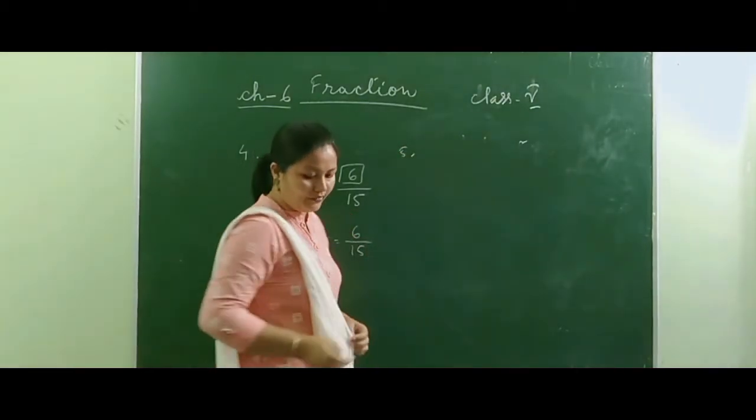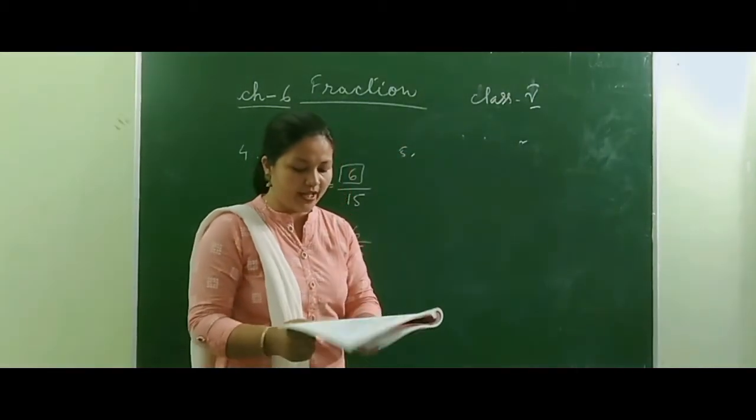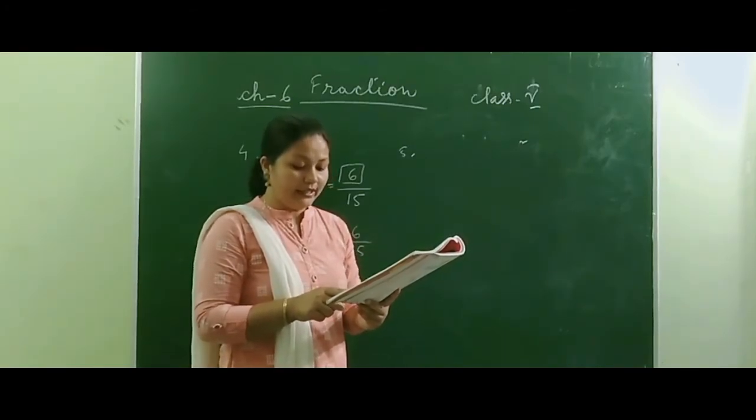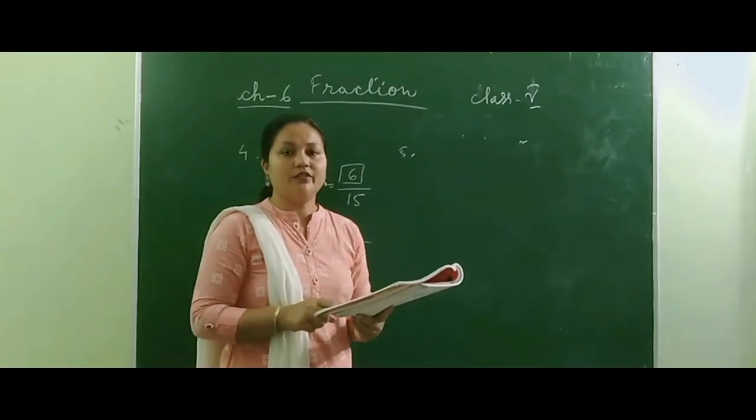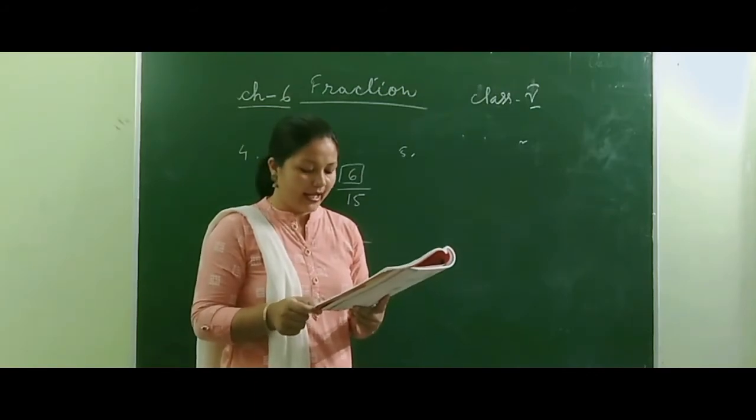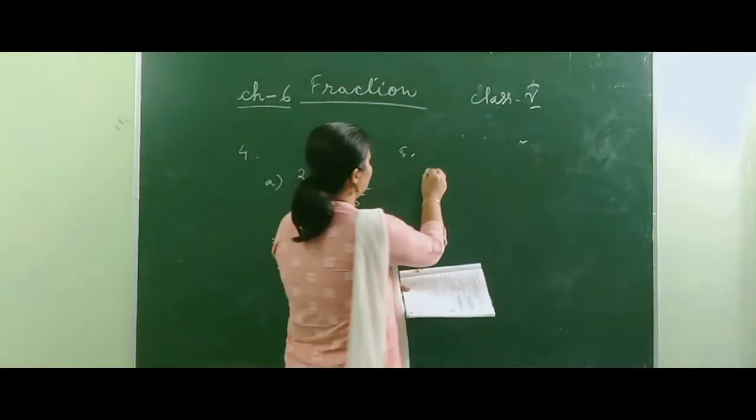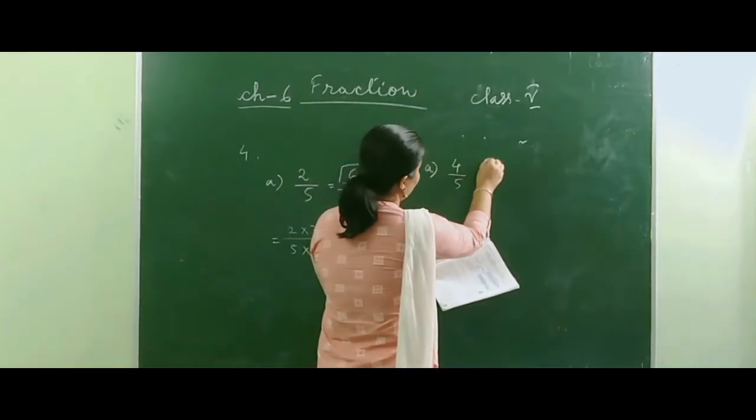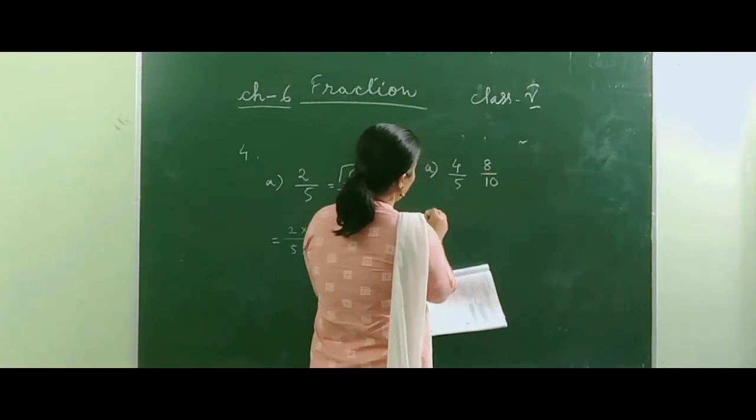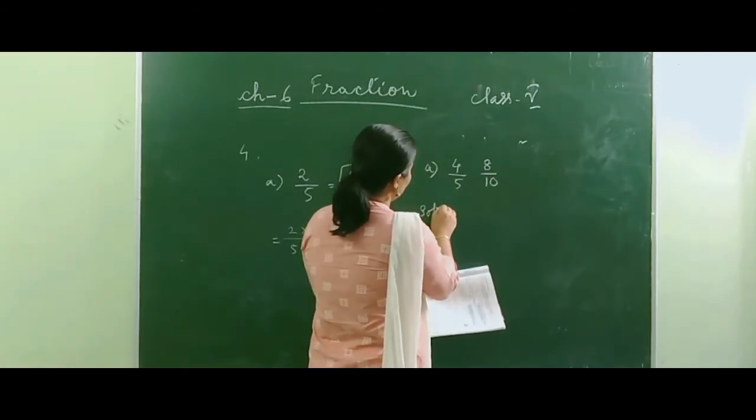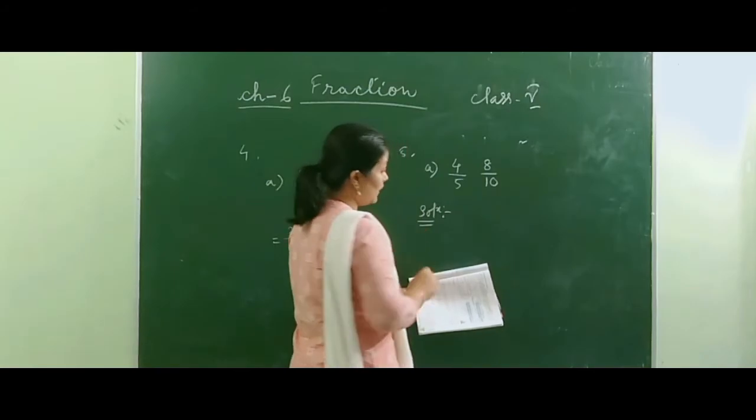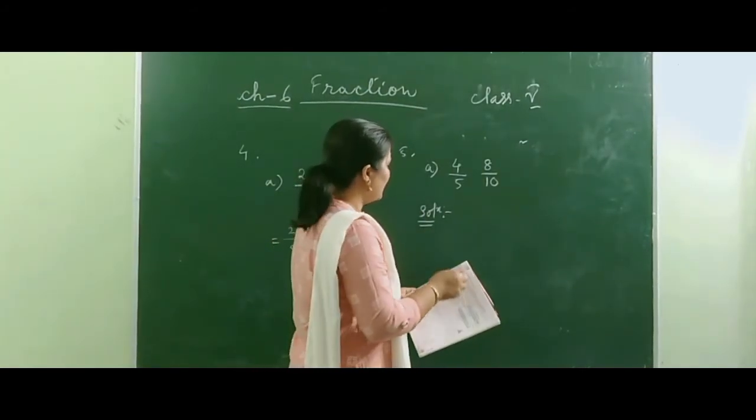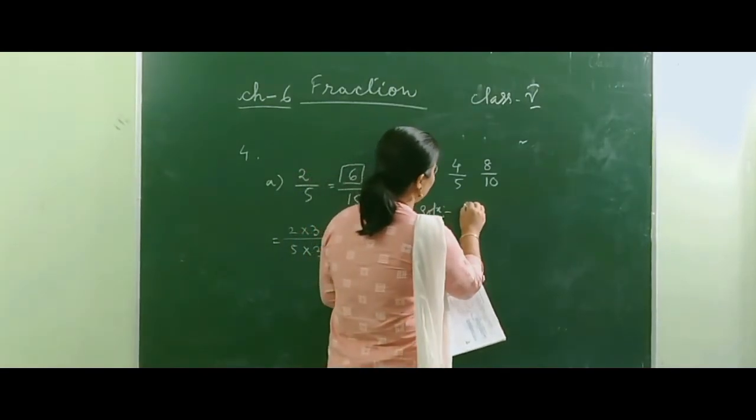So question number 5 is cross multiply to find whether the fractions are equivalent. We have to write E if it is equivalent, and if it is not equivalent, then we have to write NE. So question number 5a. So 4 by 5 and 8 by 10. So how to find whether it is equivalent or not? As I have shown you how to find equivalent fractions, to check whether it is equivalent or not, we have to do cross multiplication.